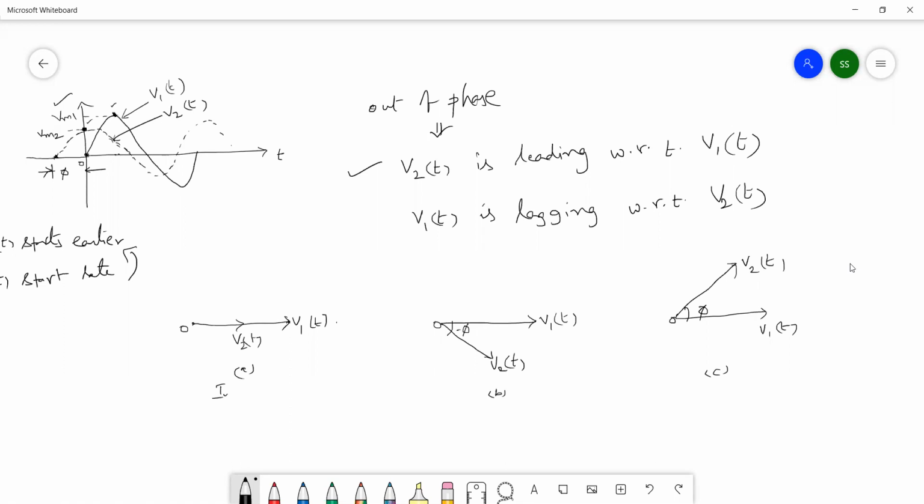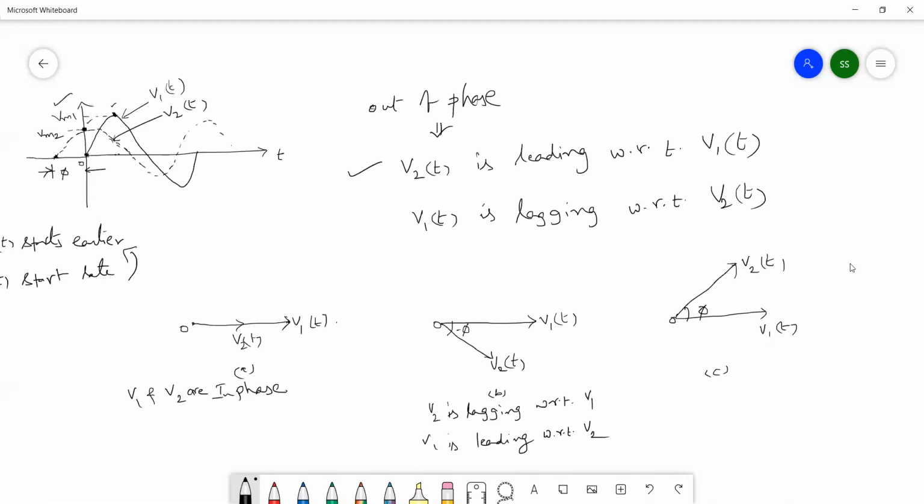This is our vector representation. In phase, that is V1 and V2 are in phase. Clear? Now, coming to your figure B. Surely it is out of phase. Under out of phase, which one is leading, which one is lagging? V1 is leading. That means V2 is lagging with respect to V1, and V1 is leading with respect to V2.